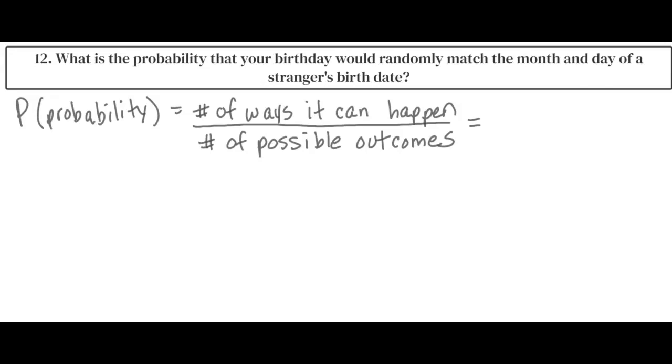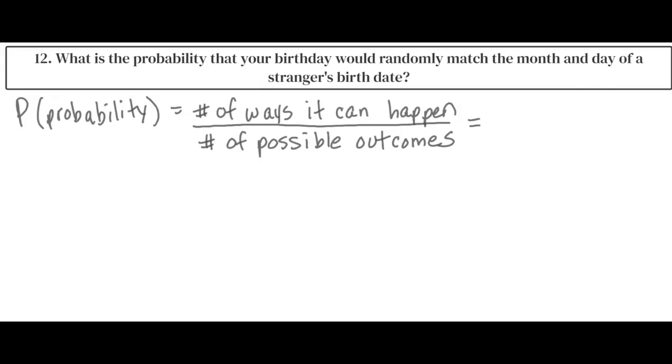So let's proceed with number 12, shall we? Which states, what is the probability that your birthday would randomly match the month and day of a stranger's birth date? Obviously, looking at the question, we pick up keywords. We have to know what the equation of a probability is, which I wrote on the board.